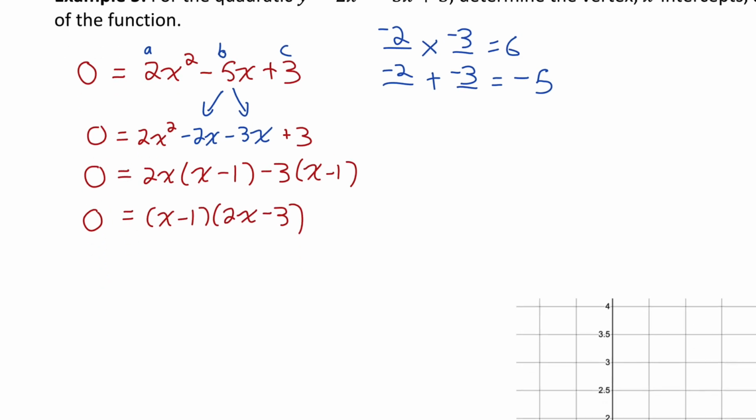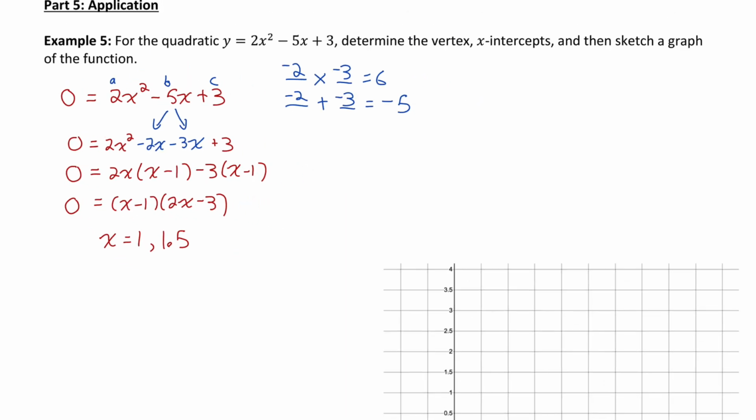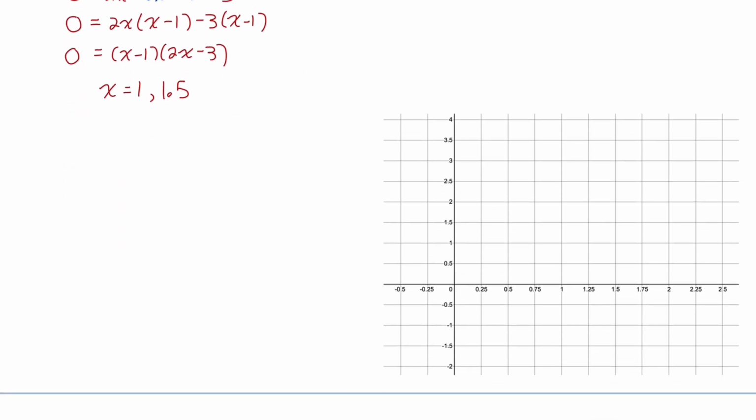Now that it's in factored form, the product would be 0 if either of the factors were 0. x minus 1 would be 0 if x was 1. And 2x minus 3 would be 0 if x was 3 over 2. And 3 divided by 2 is 1.5. So I have x-intercepts at both 1 and 1.5. So I can plot those. And I know the vertex is going to be in the middle of those two.